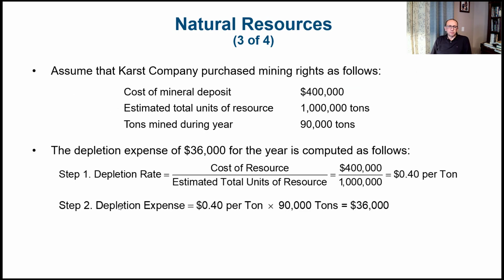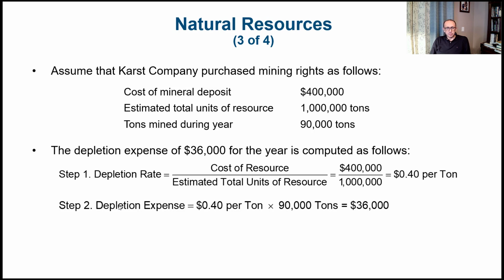So let's see an example. Assume that Karst company purchased mining rights as follows, where we have cost of mineral deposit to be 400,000, estimated total units of resource to be 1,000,000 tons, and tons mined during the year to be 90,000 tons. So the depletion expense of 36,000 for the year is computed as follows.